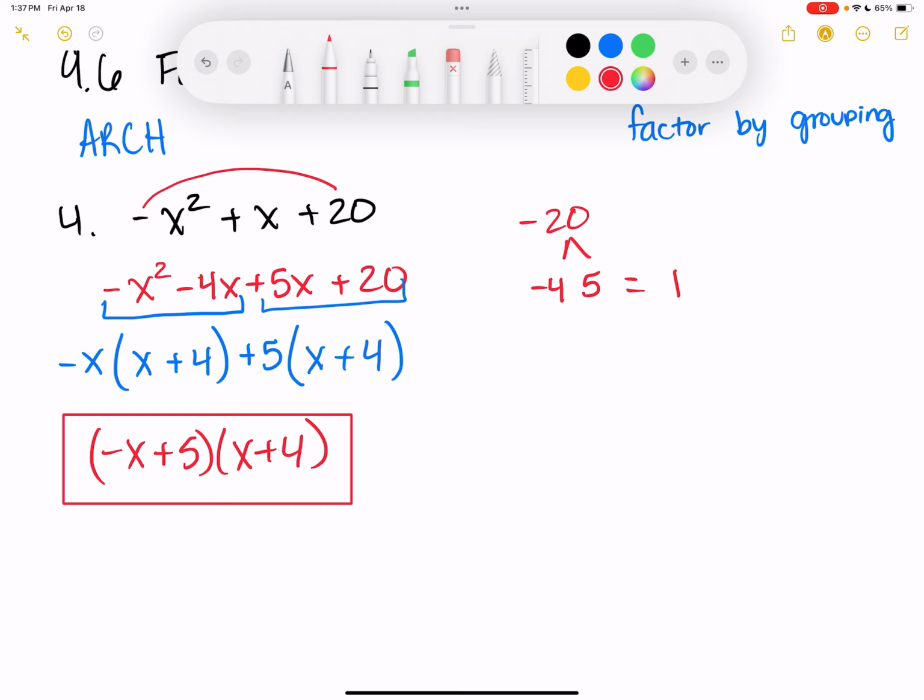And again, I can check this by FOILing, which is more important here. Like we said with the other ones, you really only need to check the middle term and the last term. But on here, I've got to check everything. So to check it, the first terms: negative x squared minus 4x plus 5x plus 20. And so that gives me negative x squared plus x plus 20. And so I have confirmed that I am right.